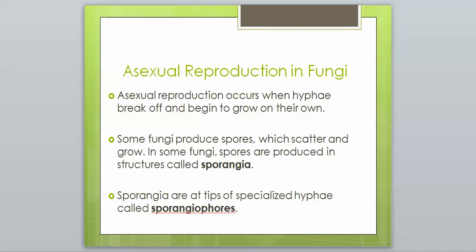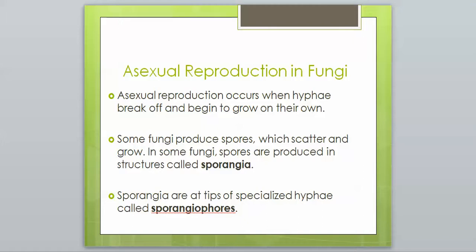So how does asexual reproduction occur? The first one is when the hyphae just break off and begin to grow on their own. So that's just one type. Maybe something comes in and cuts the hyphae off from the original. They're still going to be fine. They're going to grow and survive on their own. So that's one way of asexual reproduction.